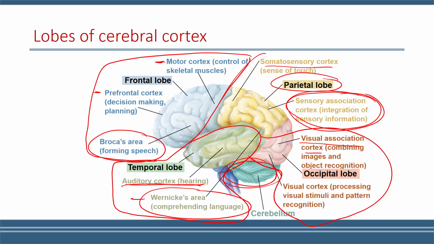The visual cortex itself is just processing the information. So not so much recognition. I know it's kind of a gray area overlap, but it's not so much recognition as just knowing where stuff is and being able to say, okay, that's what this is, right?